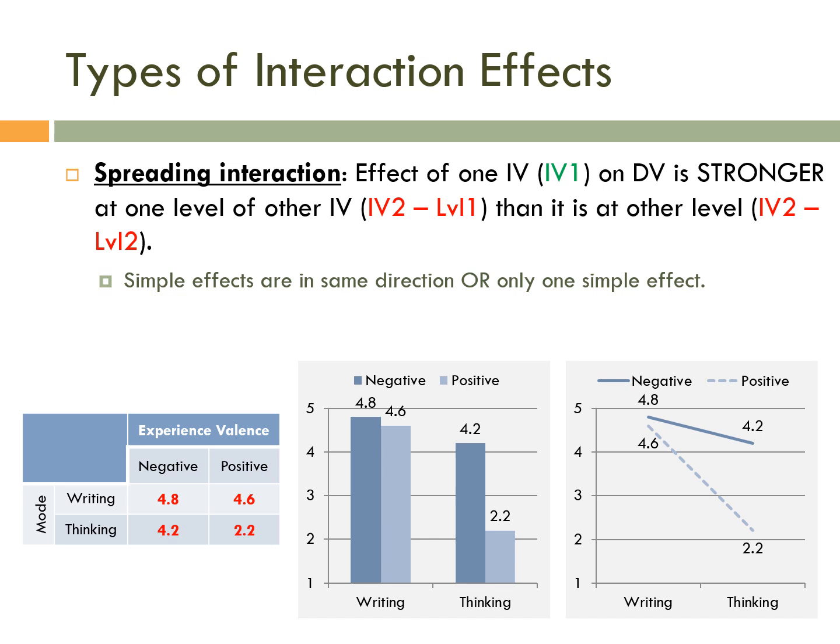Here I have the leftmost table with the 4.8 versus 4.2 within a negative experience based on the mode of processing.